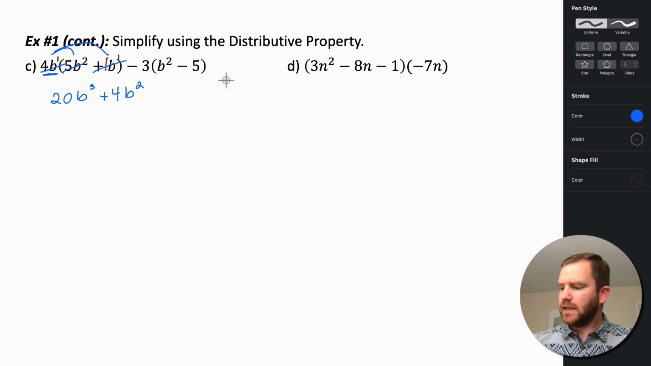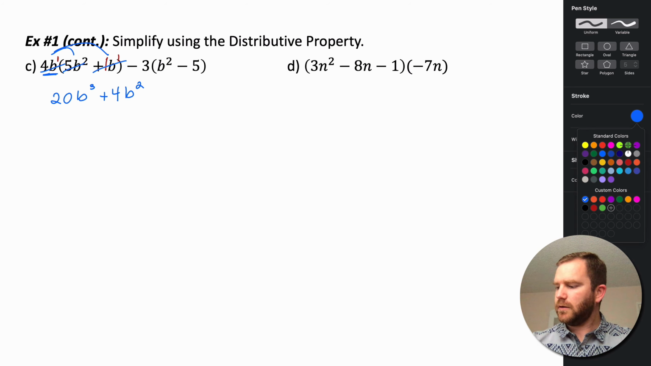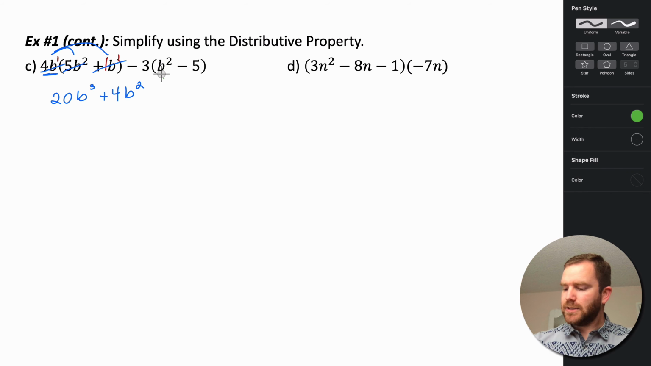So now let's deal with this second part. I'll do this in a different color. I'll do this in green. So again, we have this negative here. So we have to account for the negative when we're distributing. So we're going to take the negative 3 and distribute it to both of these terms.